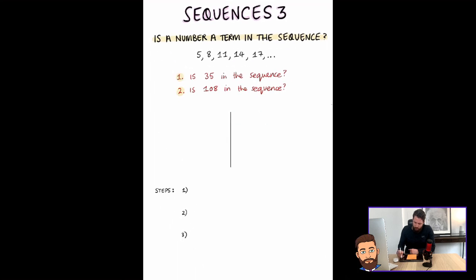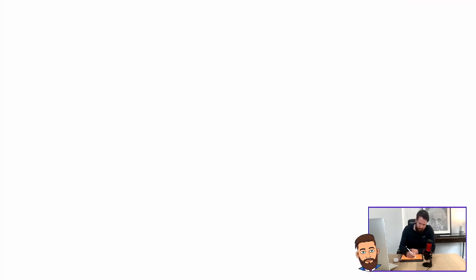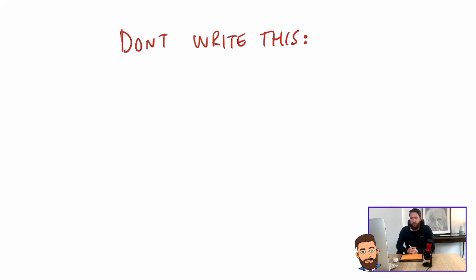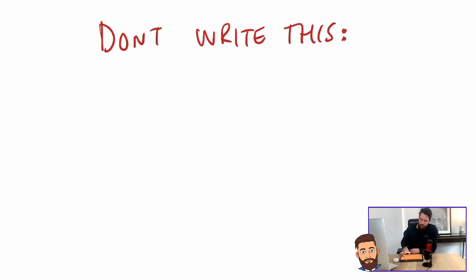So I'm just going to make a new page. I don't want you to write this, so don't write this. Here we'll just explore different methods of how we could find out if a term is in a sequence and sort of boil it down to what works the best and what we're going to be using today. So I don't need you to write this, you can just watch, and then when we go back to the worksheet we can start to fill in and follow along.